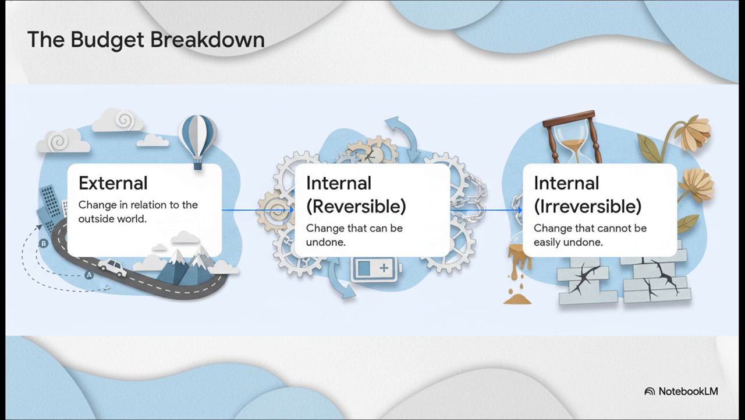The reversible kind is like compressing a spring. You put energy in, but you can get it all back out. The irreversible kind, though, that's more like burning a log. Once it's ash, you can't just unburn it to get the log back.